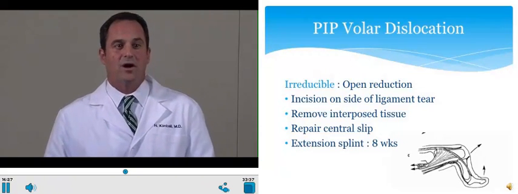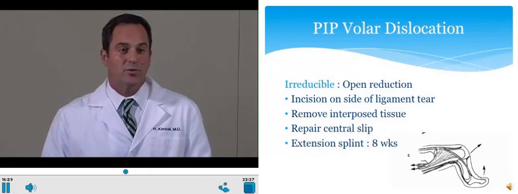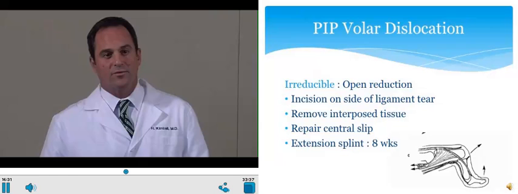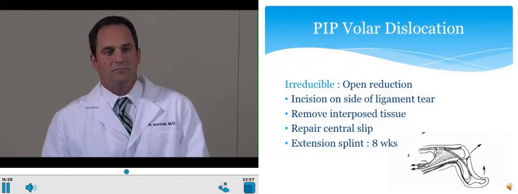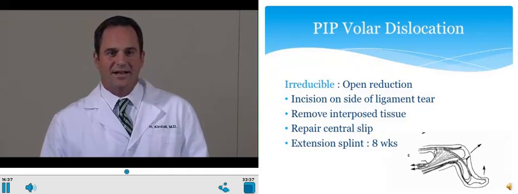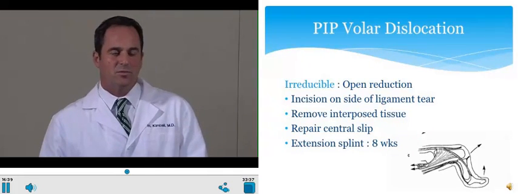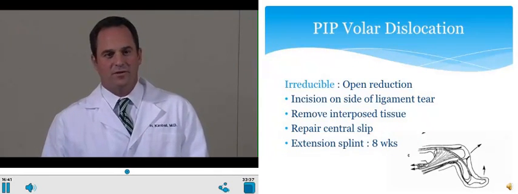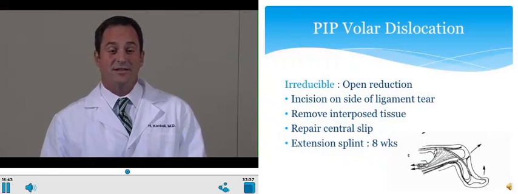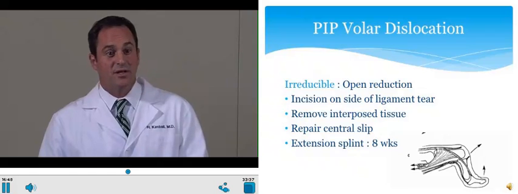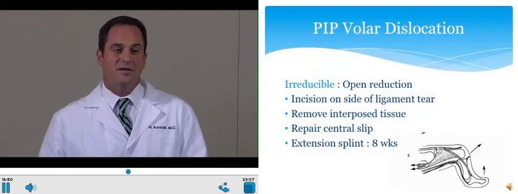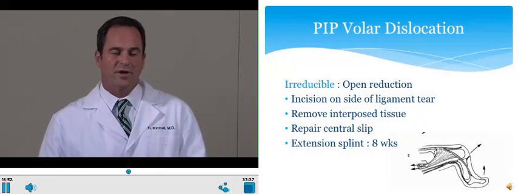Now when we talk about the dislocation that's irreducible, we do require surgery for that in order to put it back into place. And ultimately, this slide describes a little bit of the technique to do that. But in essence, when we do reduce it, we are going to repair the tendon that's been torn on the dorsal aspect of the PIP joint. And again, once that's been done, we're going to splint them again for 8 weeks.